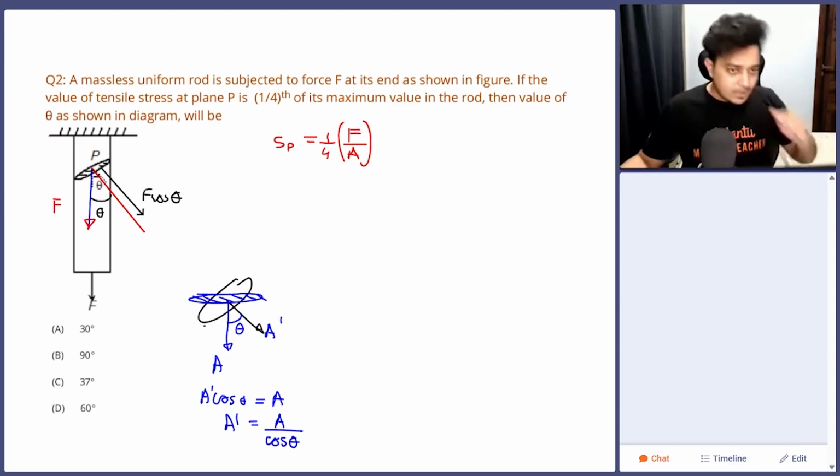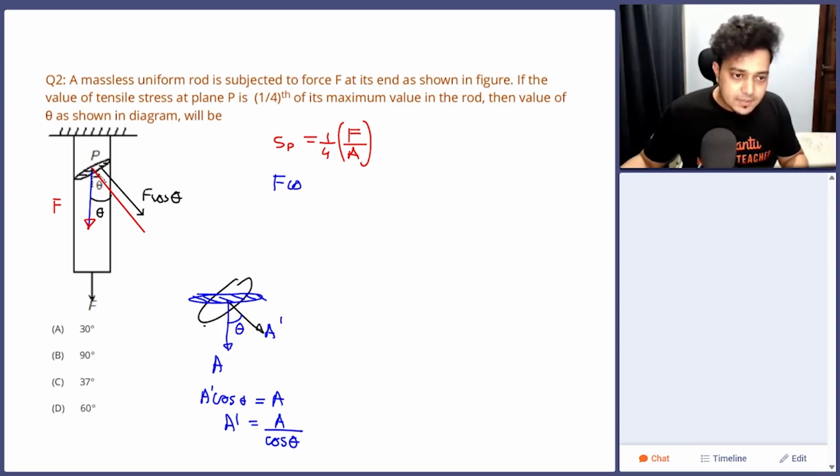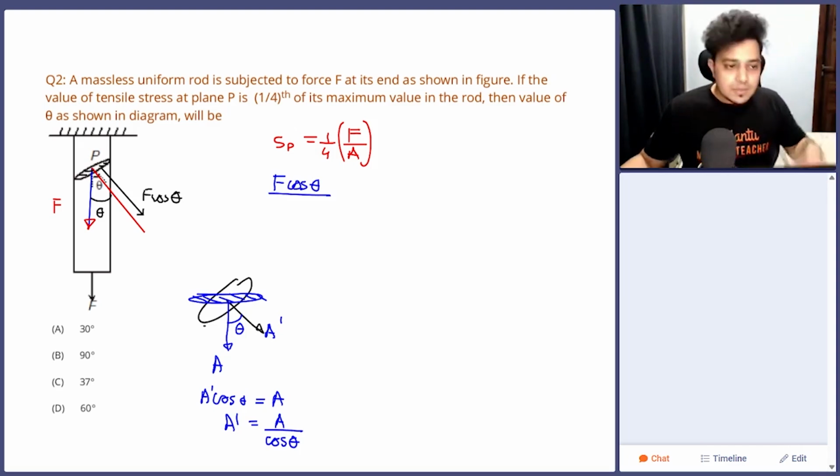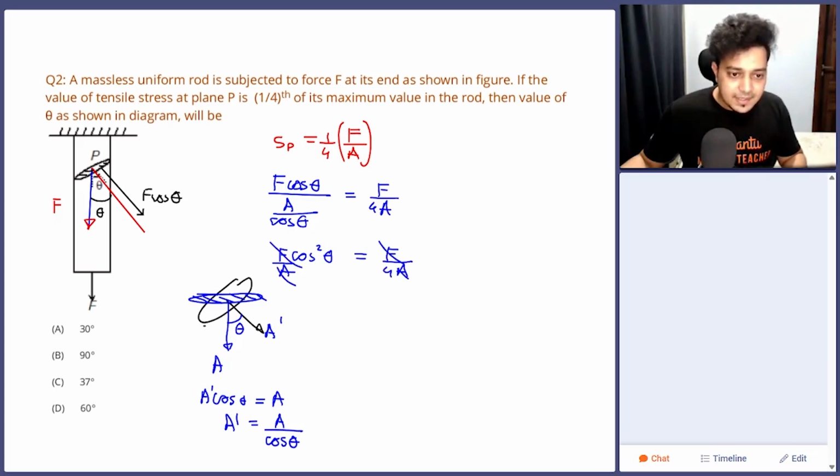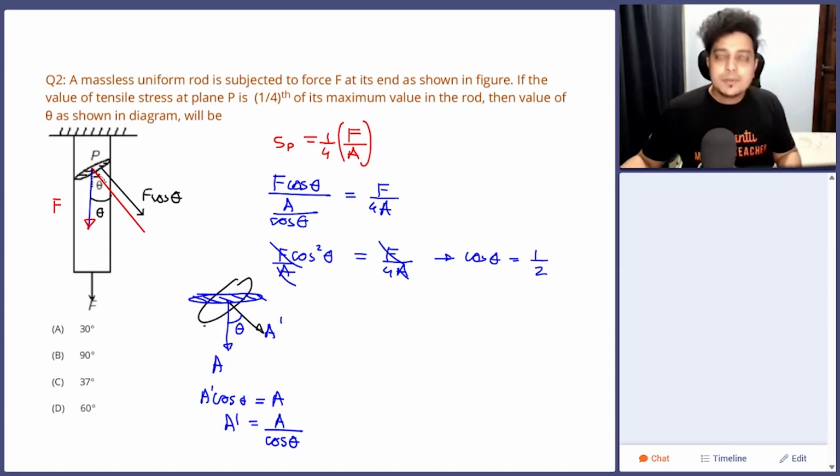Now to get the stress for plane P, what is the force acting? The force acting is F cos theta on the plane P. Then what is the area? It is A dash, which is A upon cos theta, and the stress is equal to F upon 4A. So we can simplify this. Cos theta will move up. It will be cos square theta, F and A as it is. And here F upon 4 times A. So F and F cancel, A and A cancel. So this gives us cos theta, after taking the square root, equal to 1 by 2. So that means theta is equal to 60 degrees.